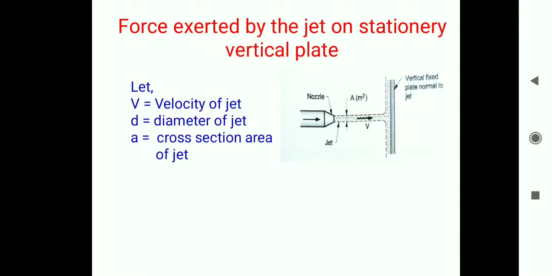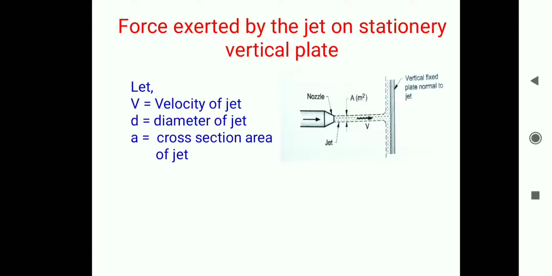The force exerted by the jet on stationary vertical plate in the direction of jet is given as force is rate of change of momentum in the direction of force. So the force is equal to initial momentum minus final momentum divided by time. So finally we get the equation mass upon time into initial velocity minus final velocity.